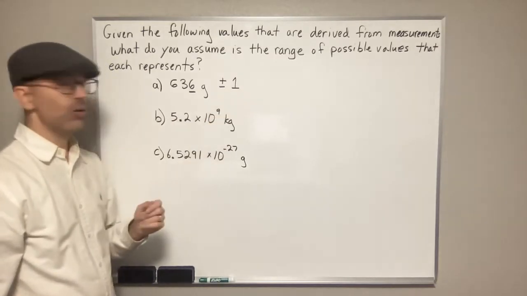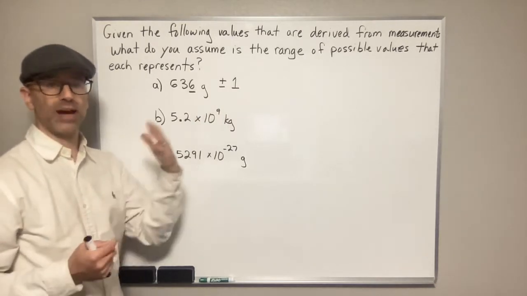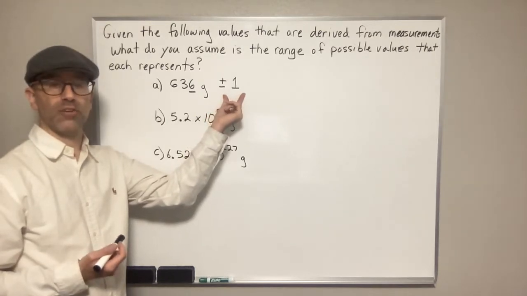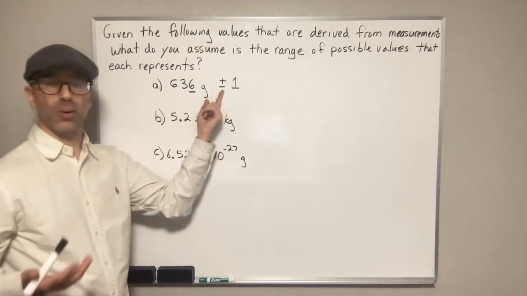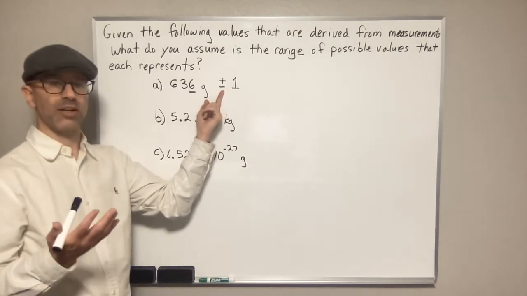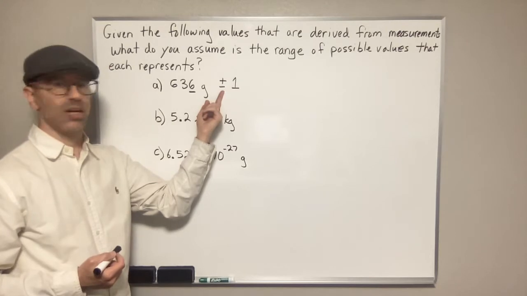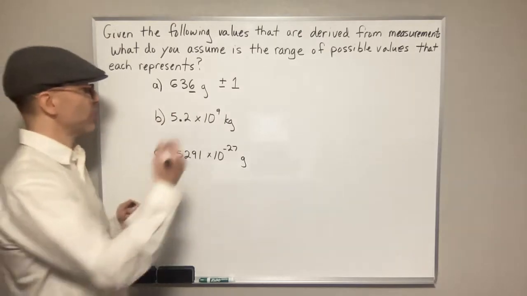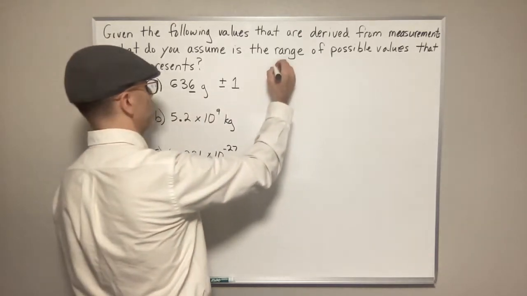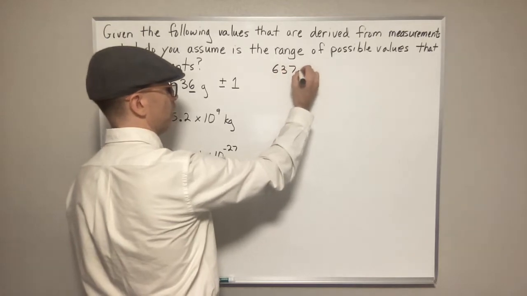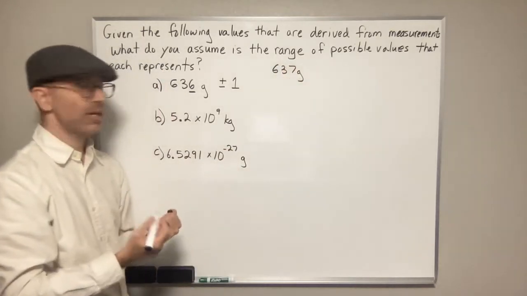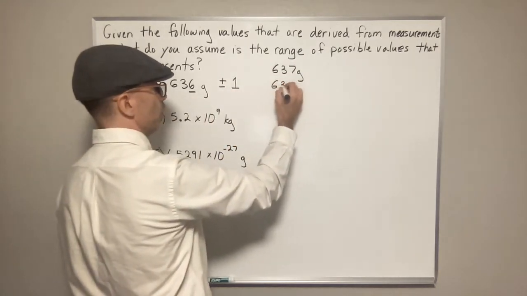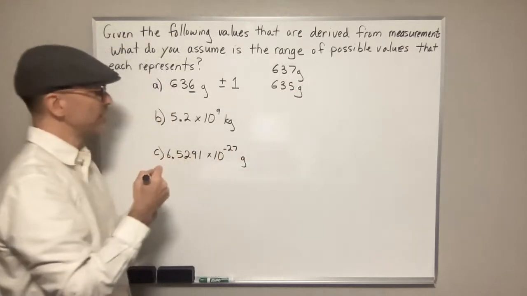Okay, so now the question is, what's the range? What's the highest value? What's the lowest value? That's easy once you understand what the uncertainty is, because the uncertainty tells you the highest and lowest value: it's plus 1 or minus 1 in that last digit. If I add 1 to the last digit, that would be 637 grams, the highest value. If I subtract 1, it would be 635 grams. And so that's the range.